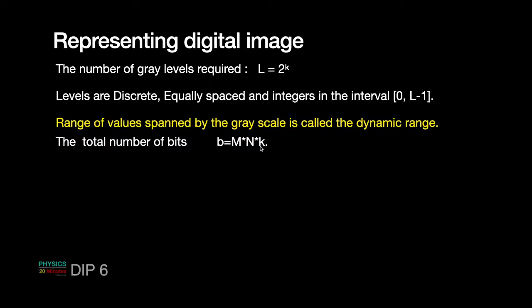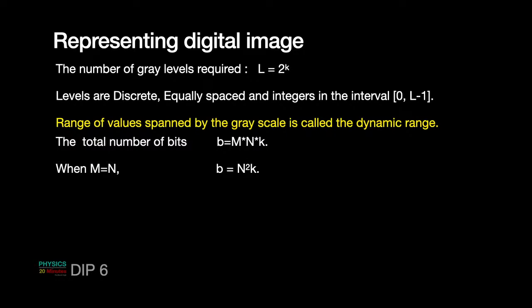So, number of bits used. m into n will give you the number of pixels in the image. Remember, one is the number of rows, the other is the number of columns. If you multiply the two, you get the total number of pixels. Multiply that by k, which is the number of bits used to represent each pixel. All three multiplied together give you the total number of bits. So the total has to be given by this expression.